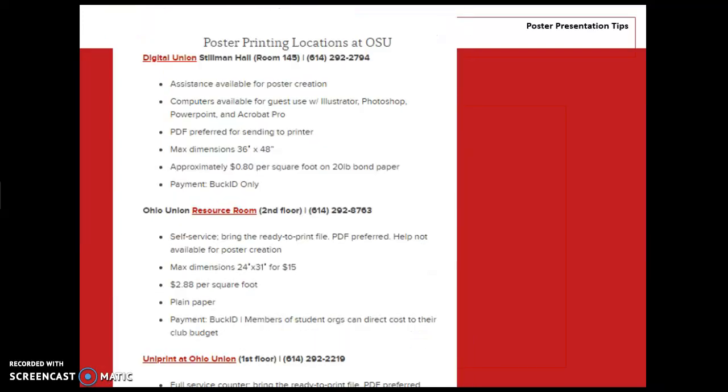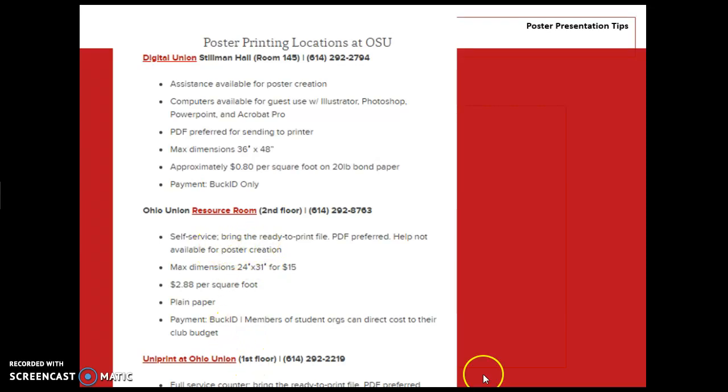Now for me, as many of you know, since I live in Dayton, I had some issues with printing because I didn't want to come up here just to get a poster printed. I also did not load up my Buck ID, so I was looking for a place I could just pay with a credit card. So that ruled out Digital Union, although this looks nice since they do provide assistance, which I would want. Ohio Union does the plain paper, and it's self-service.